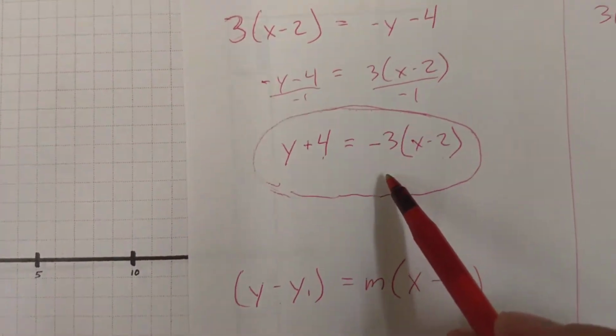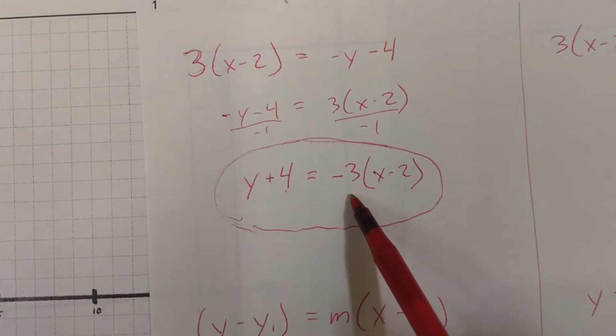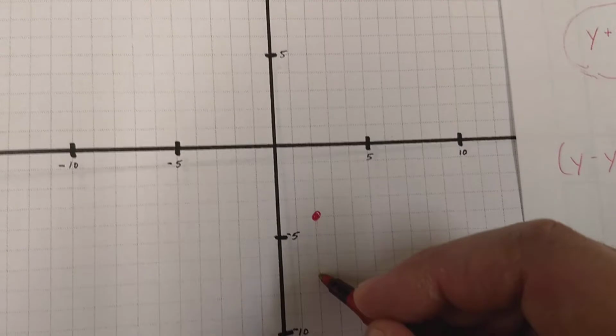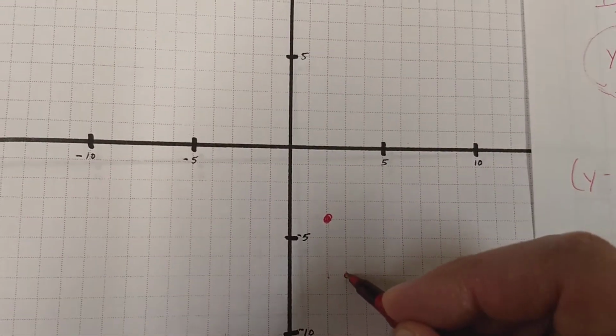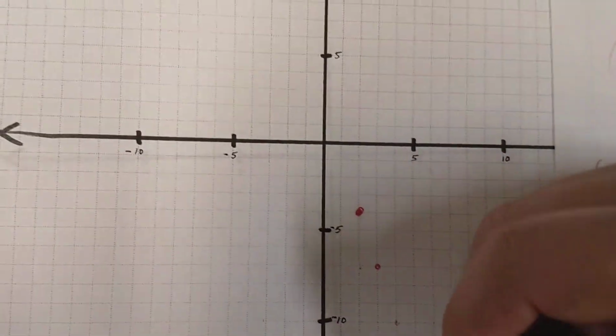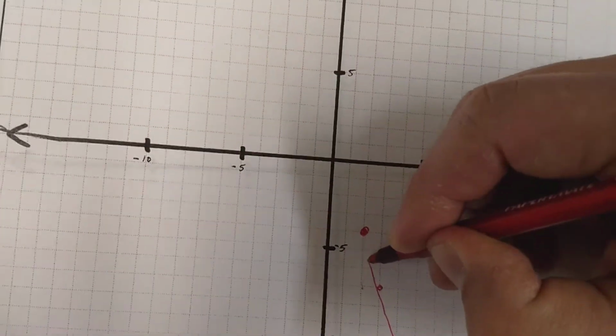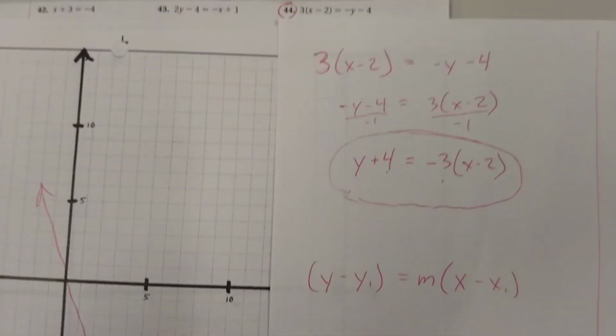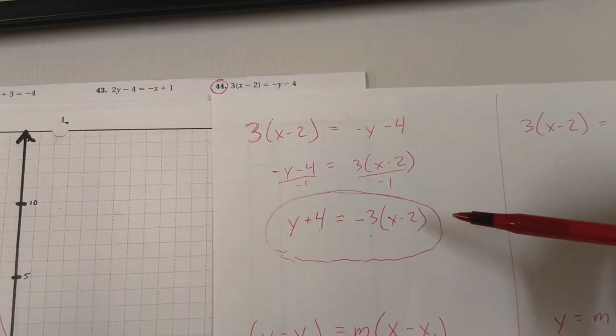The only other thing I need to know is that it's got a slope of negative 3. So a rise of negative 3, a run of 1. Down 3 over 1, down 3 over 1. Okay, so I'm going to get a line that looks something like that. That's how I would graph it if I had changed this into point-slope form.